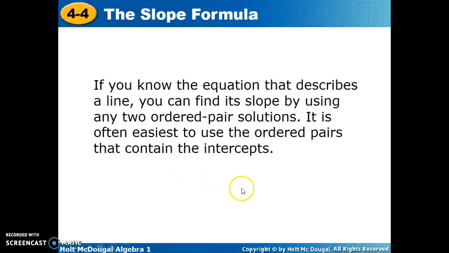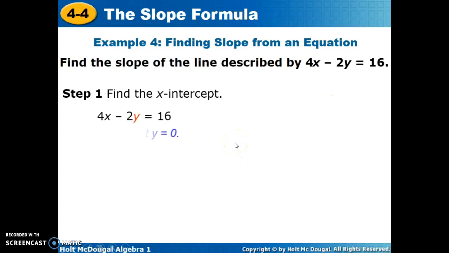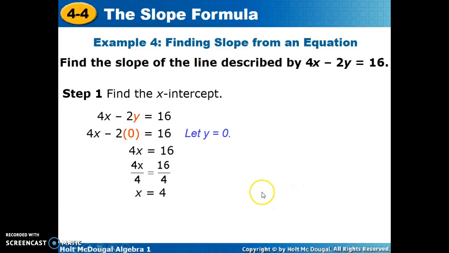If you know the equation that describes a line, you can find its slope by using any two ordered pair solutions. It's often easiest to use the ordered pairs that contain the intercepts. So in example 4, it says, find the slope of the line described here. Well, we know to find the x-intercept, we're going to let the y be 0. When that term cancels out, we have 4x equals 16, so x equals 4.